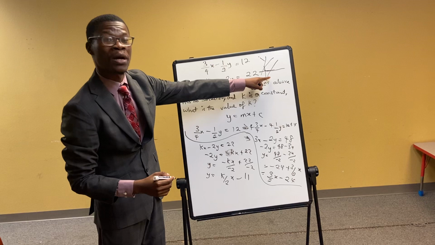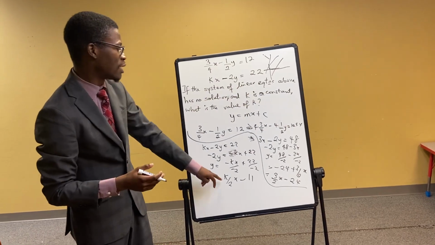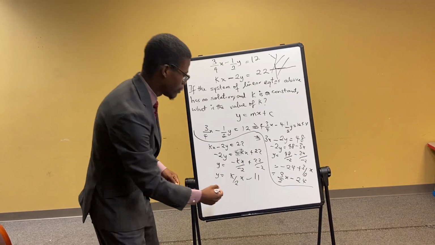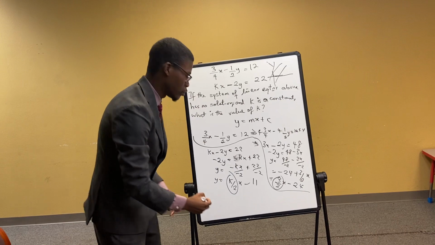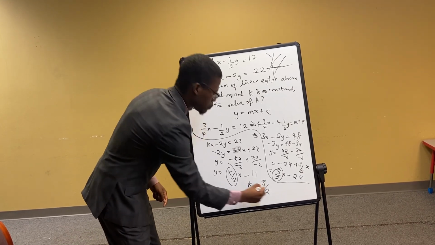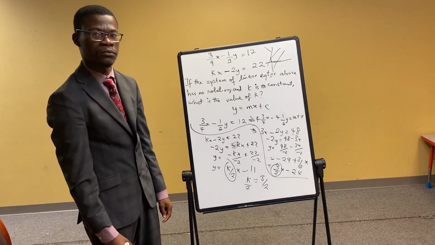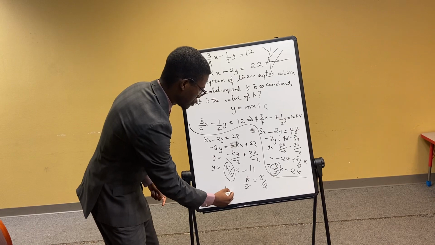So because they have no solution, they are parallel lines, and their slopes are the same. So what does that mean? This is the slope for this one, and this is the slope for this one, right? So it means k over 2 equals 3 over 2. So what is k here now? k equals 3.